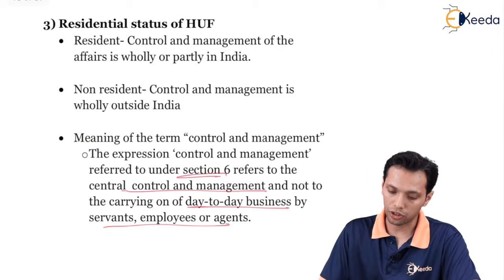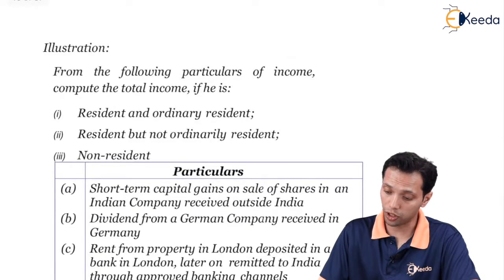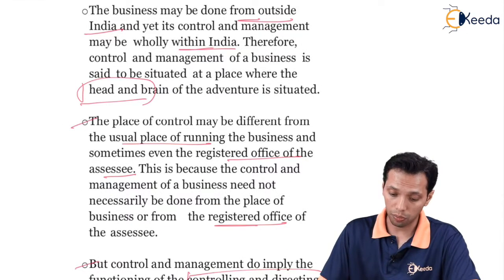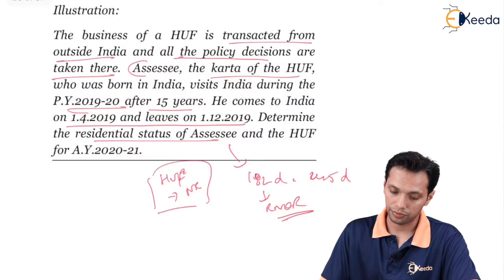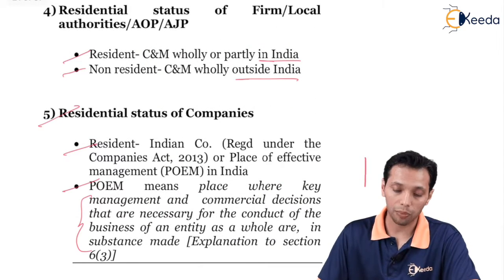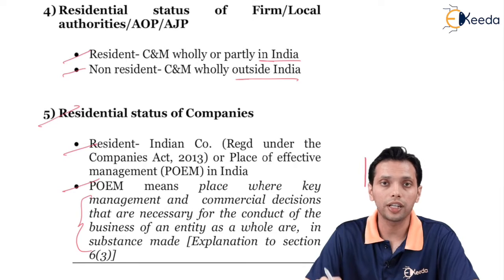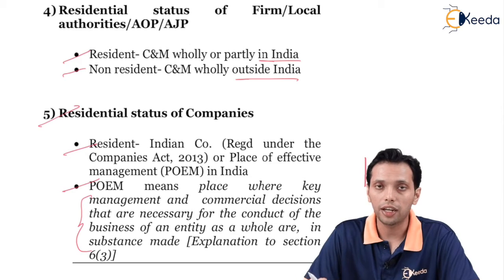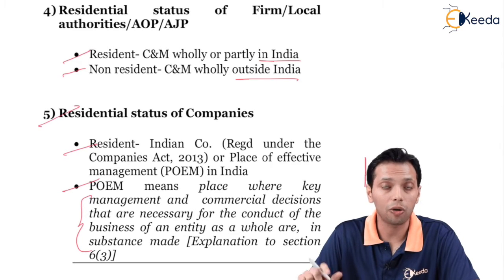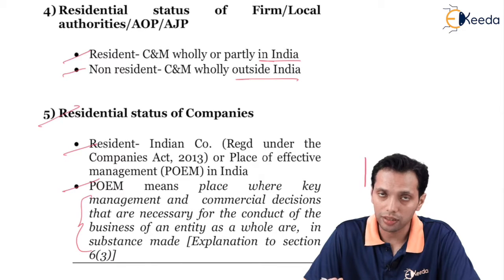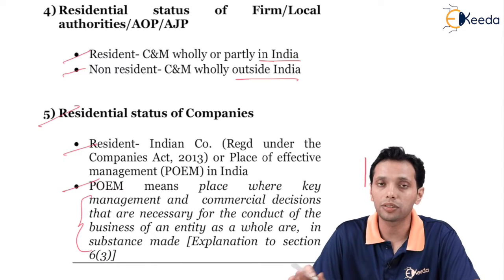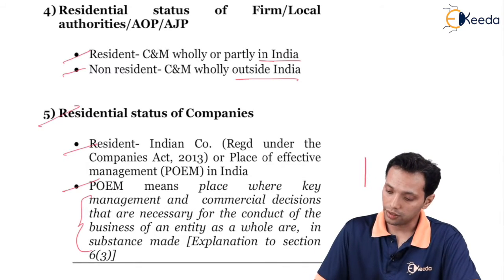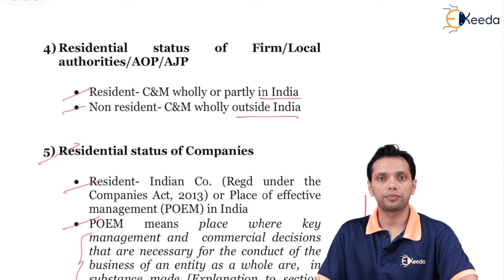Then we have learned several illustrations. Then we have learned the residential status of HUF, in which control and management of the affairs of the HUF is important. Similarly, the control and management concept applies to firm, local authorities, AOP, artificial juridical person as well, in which if control and management is wholly or partly in India, then the person is said to be resident. If it is completely outside India, then the person is treated as non-resident. And for companies, being an Indian company and POEM are the factors to be considered. Thank you.